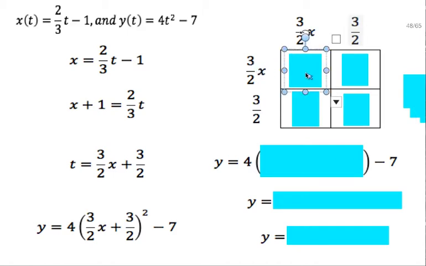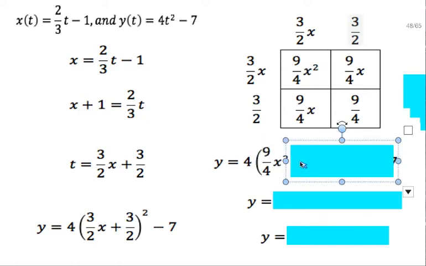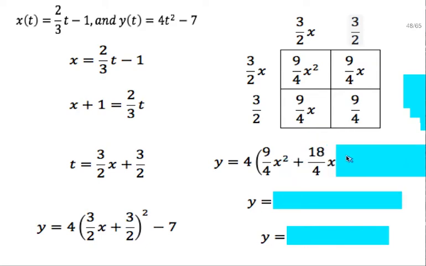So right here you would end up with 9/4 times x squared. Here you would multiply the 3/2 times 3/2 times x, and you would get 9/4 times x. And same thing here, you get the 3/2 times 3/2 times x. And then here you get 3/2 times 3/2, and you get 9/4. Once you do that, you combine all like terms. This term is all by itself, so that's going to be out front. Then these two terms combine to give you 18/4 times x. And then your last term is just 9/4.